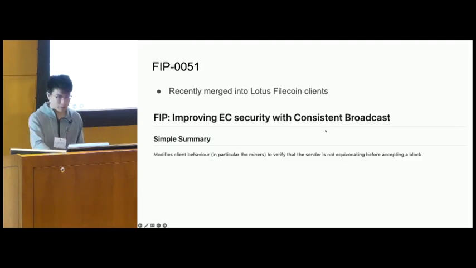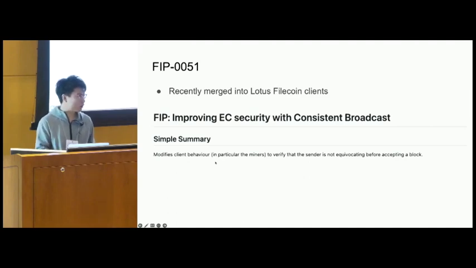This improvement proposal has recently been merged into the Lotus Filecoin clients. However, currently we don't have a formal security analysis for this proposal yet. That is, for EC with consistent broadcast, it is not certain whether a proof of stake protocol with consistent broadcast is equivalent to a proof of work protocol, where the adversary cannot equivocate at all.